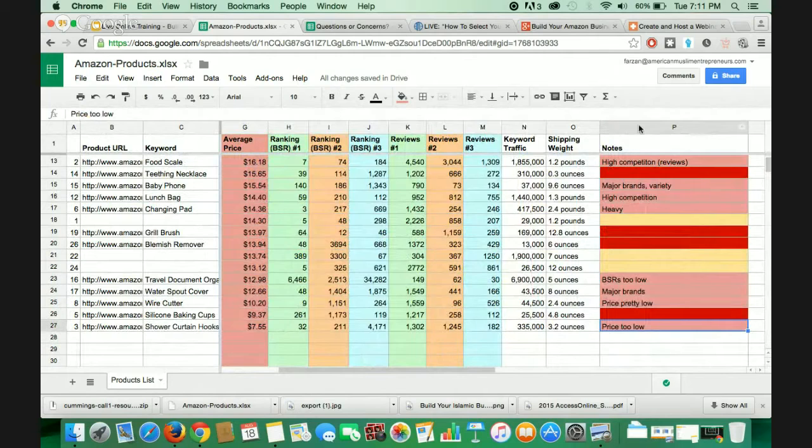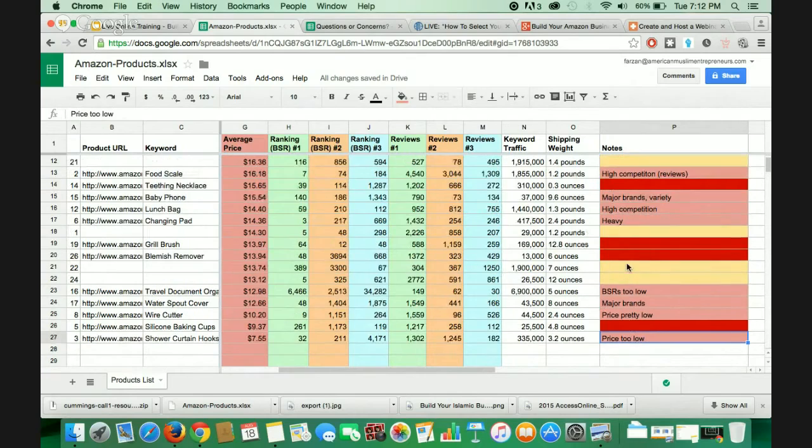So I would advise you to create a final extra column here. I believe shipping weight wasn't even on the spreadsheet that we created for you. So she added this, which is very good on her part. But again, add the notes, and then you can start adding comments based on what you see in the row for that keyword or for that product.